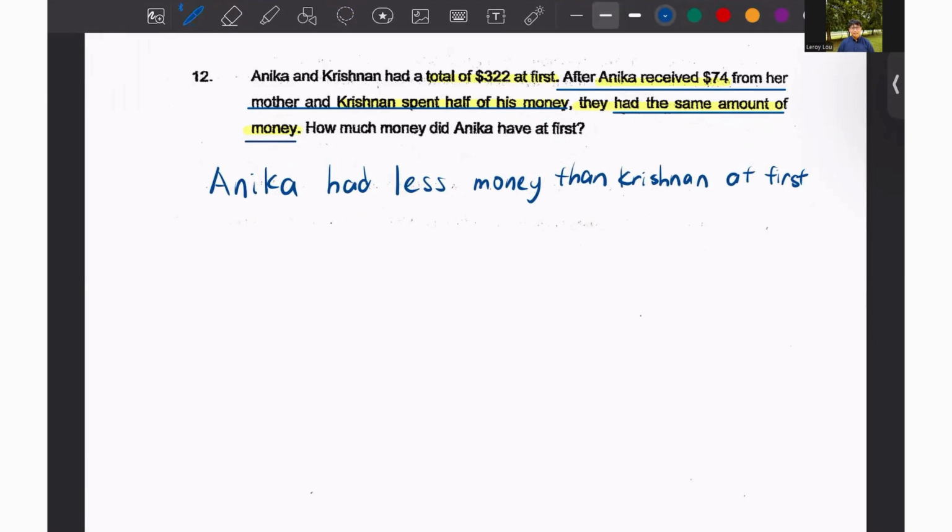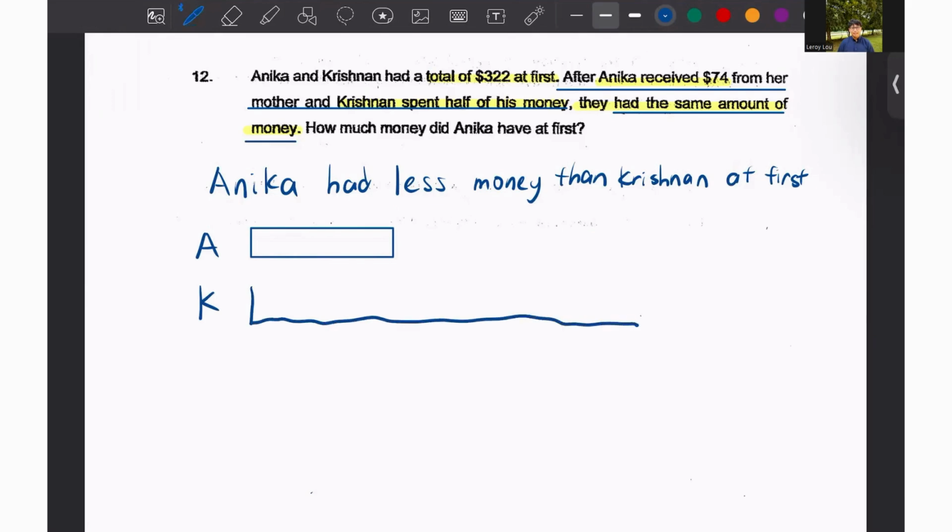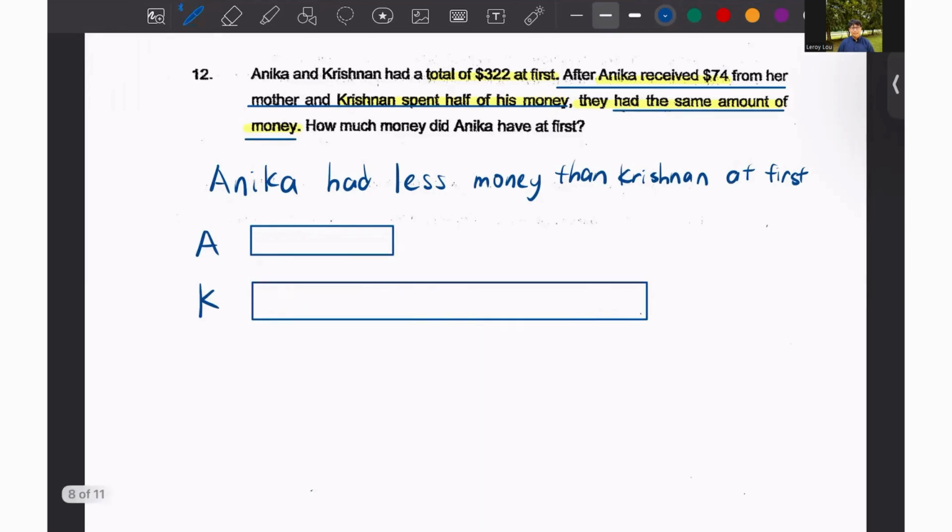Okay, so if you realize that Anika had less money than Krishnan at first, then the next step would be to draw your comparison model. Okay, so Anika and Krishnan. So Anika has less money, so you draw the smaller box for Anika. And since you know Krishnan had more money, you draw a bigger box for Krishnan. We are also given the total at first, so you know that the total is actually 322.